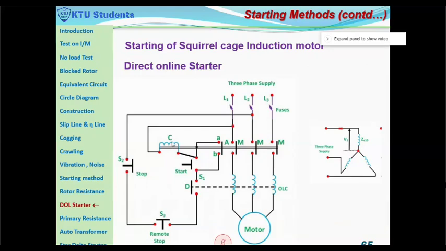When you press the start button, this coil will be energized through the lines, and the main contact and the auxiliary contact are closed, and A and small a and B are shorted. Then if you release the pressure on the start button, the coil will still be in the energized condition, and the motor will be connected to the supply mains. But if you press the stop button, the coil will be de-energized, and the motor will be disconnected.